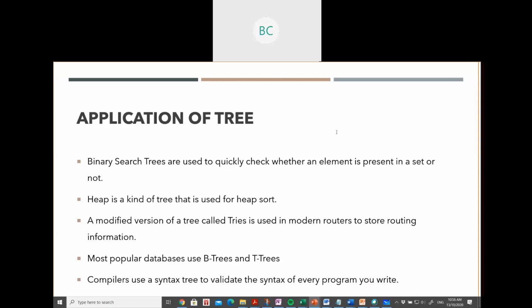Is it clear to everyone? The types we will go one by one, because each type of tree is like a whole new topic. So these are the very general things you have to know before learning about all the other types of trees.